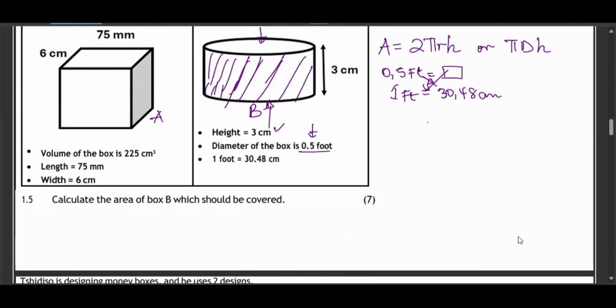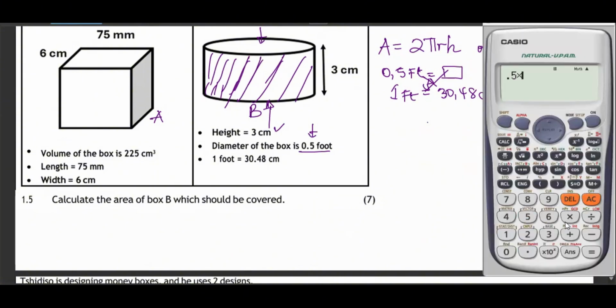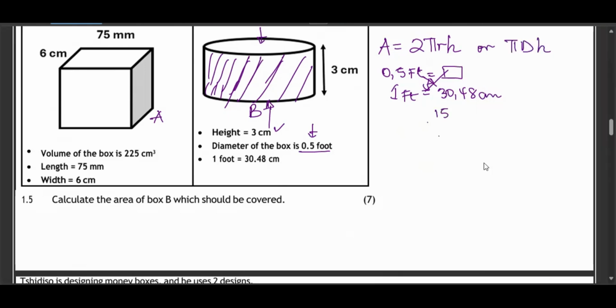So I need to multiply this. Get your calculator. 0.5 times 30.48. I have the answer as 15.24. Now I have my diameter. This is the diameter. As I said, I can either use this or that. Either way, I have my diameter in centimeters. I have my height in centimeters, which is 3 centimeters. So it's good to go for me.